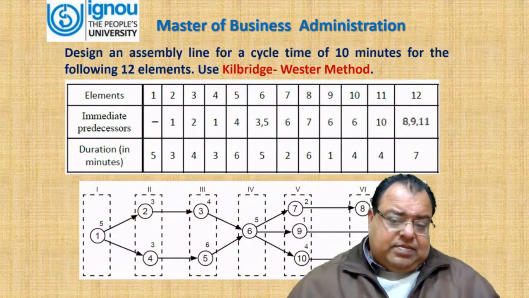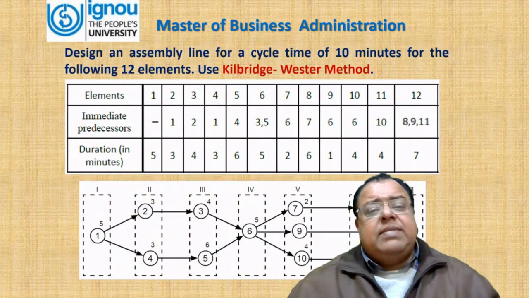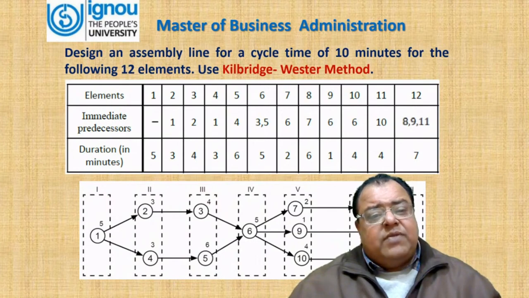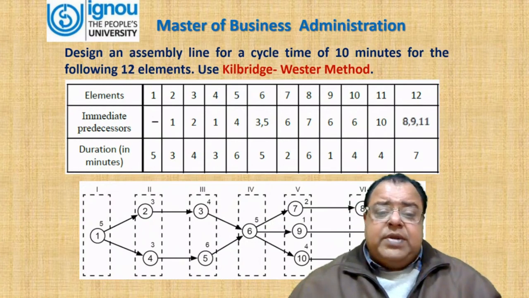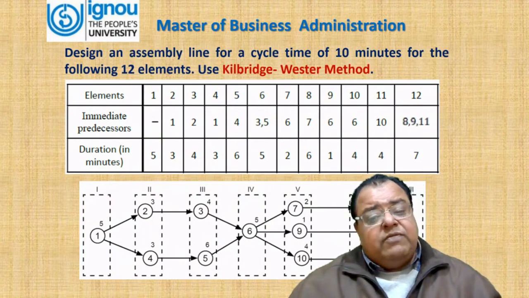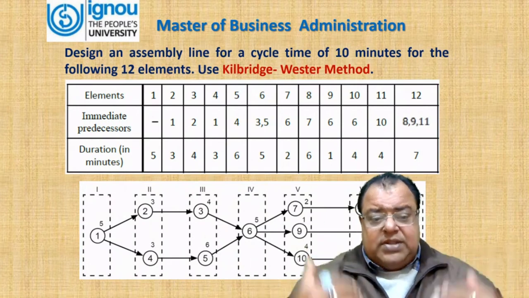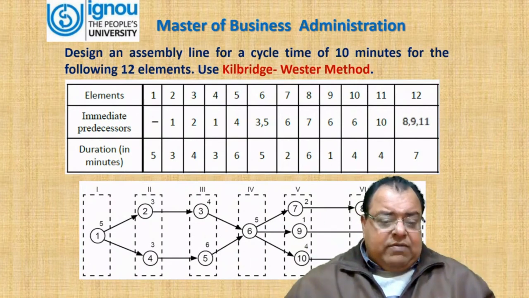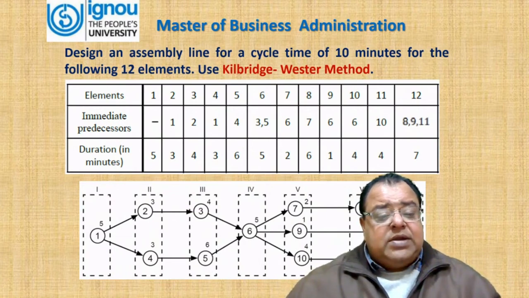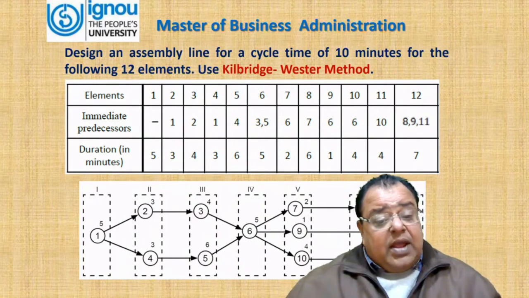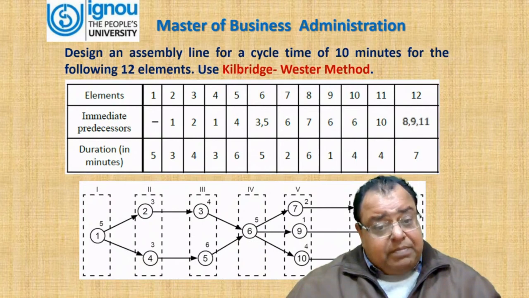Now we take this example. Design an assembly line for a cycle time of 10 minutes for the following 12 elements, and we have to use the Kilbridge-Wester method. Here we can see that there are 12 elements, immediate predecessors are given, and the duration of time is given. Now, when we are plotting this, we have to start with element 1. After element 1, we can see that element 2 is there, 3 is there. Now the question is how they have to be planned.